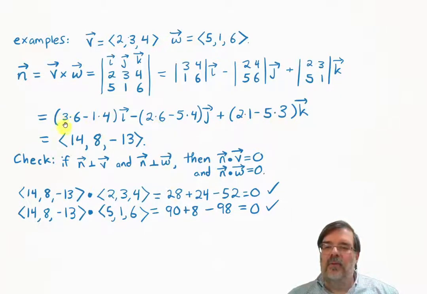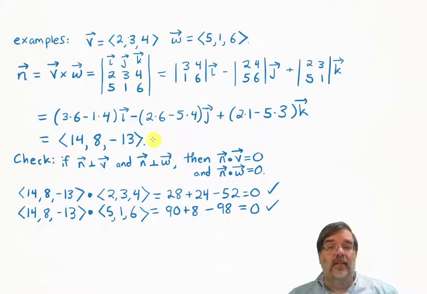So this first part will be 18 minus 4, or 14. The second component will be negative, 12 minus 20. See, 12 minus 20 is negative 8. So negative negative 8, that's positive 8. Finally, we have 2 minus 15. That gives us negative 13. So this vector, it turns out, is perpendicular to the two original vectors, v and w.